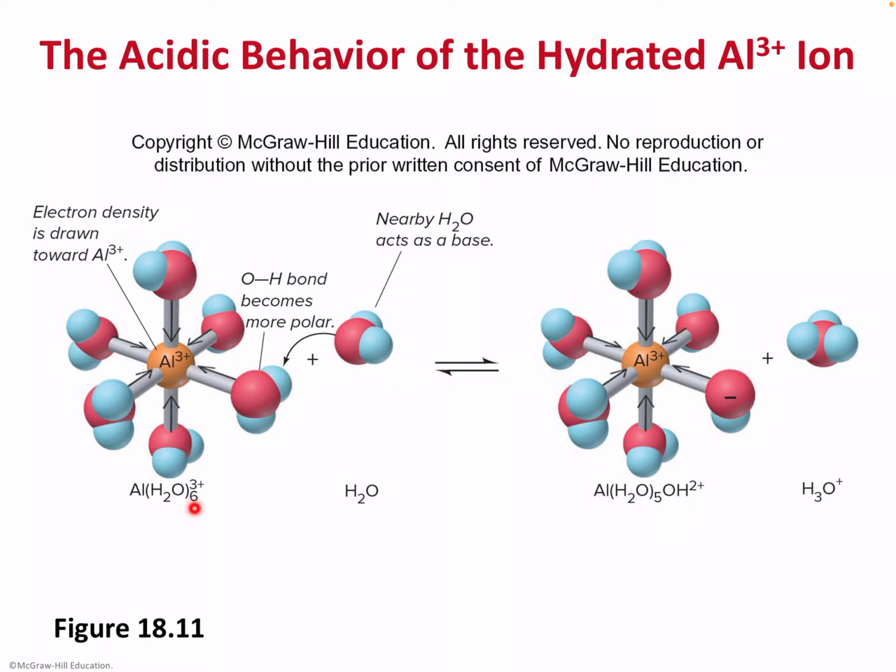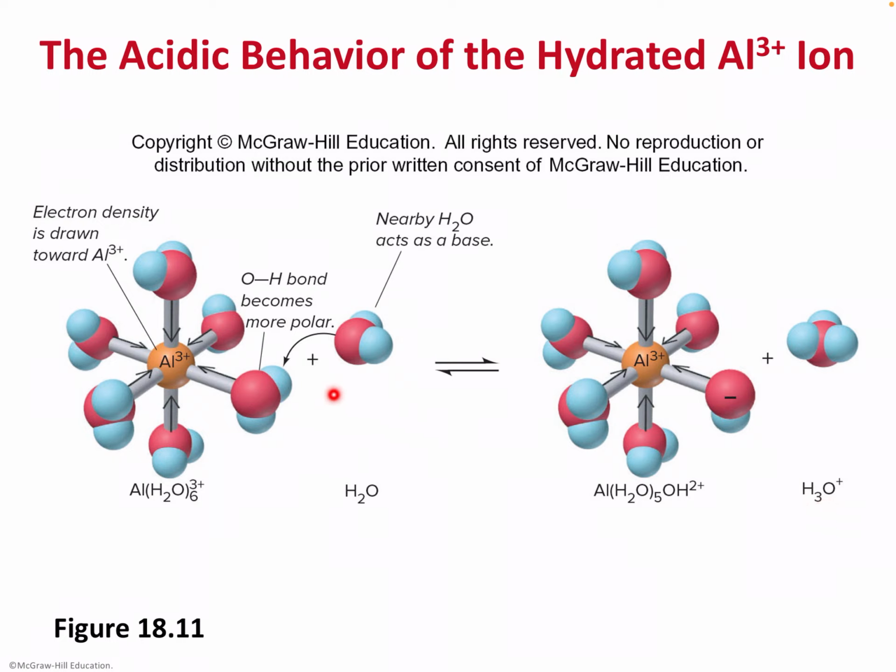Fe with 6 water molecules, 3 plus. And then with one of the water molecules, the oxygen-hydrogen bond can be more polar because the electrons would be pulled towards your ion, Fe3 plus. So the oxygen-hydrogen bond gets polar and then becomes weaker, so another neighboring water molecule can grab that hydrogen and will make it an OH group right here. So as a result, you're going to be making hydronium ion.